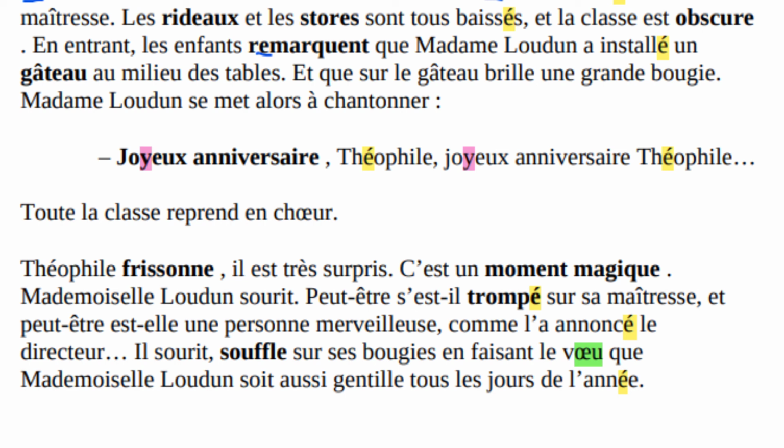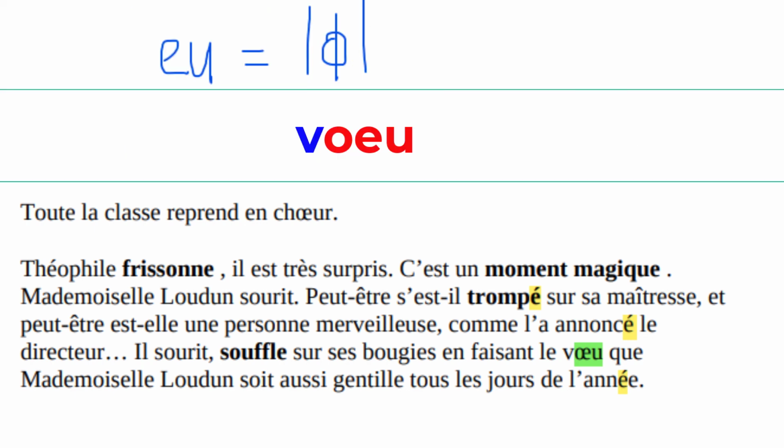For merveilleuse, can we hear the E sound? The euse. Merveilleuse comme l'a annoncé. For annoncé, can we hear the A sound there? So we have our accent aigu there. Le directeur. Il sourit, souffle sur ses bougies en faisant le vœu. So for vœu, we have the E sound there as well.